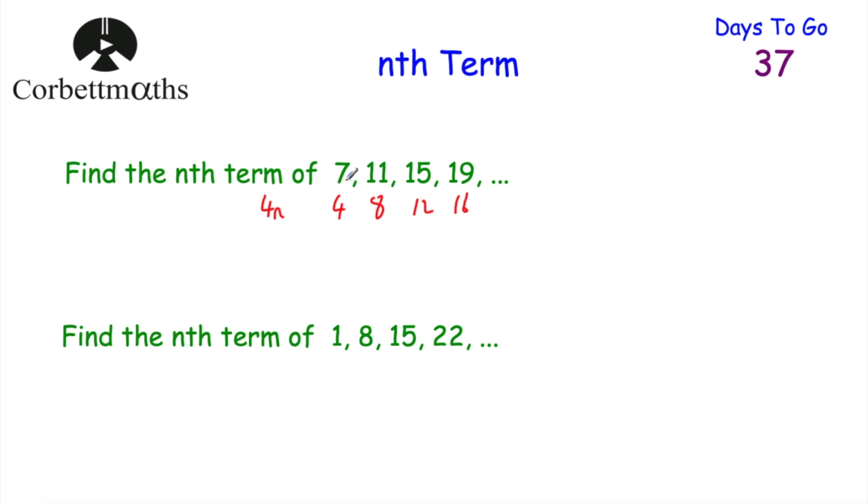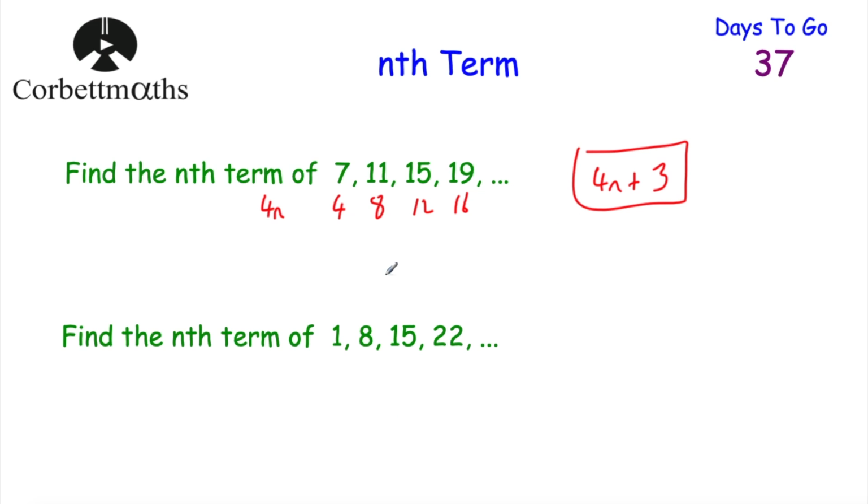Now, our sequence was 7, 11, 15, 19. To get from 4 to 7, we add 3. To get from 8 to 11, we add 3. To get from 12 to 15, we add 3. To get from 16 to 19, we add 3. So the nth term of the sequence would be 4n plus 3. So that's the nth term of that sequence, 4n plus 3. And if you got that, well done.